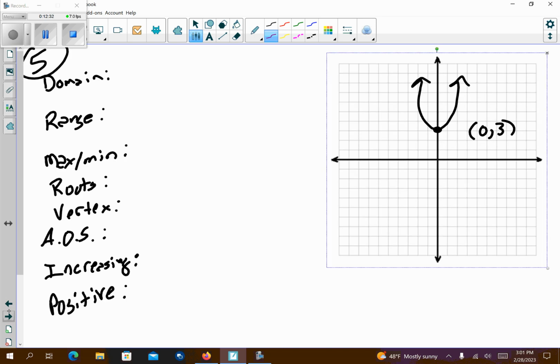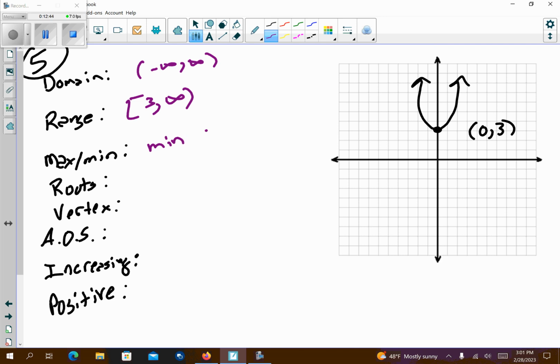Okay, problem number 5, domain, negative to positive infinity. Range goes from 3, bottom to top, to infinity. That is a minimum value. Our vertex is a minimum. What's the minimum value? It's the y component of my vertex.